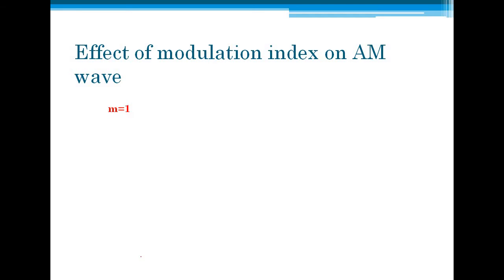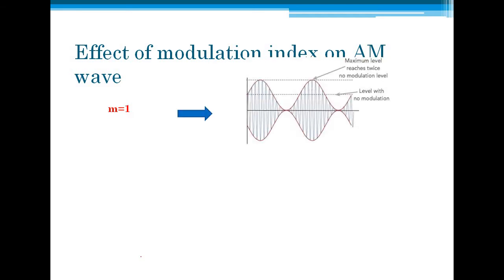So if my modulation index m is equal to 1, it indicates the voltage level of Vm is equal to the voltage level of Vc. If it is so, this is the nature of an AM wave. Here, as m is equal to 1, the maximum level reaches twice the no modulation level, and this level is with no modulation. So here there is a touching.